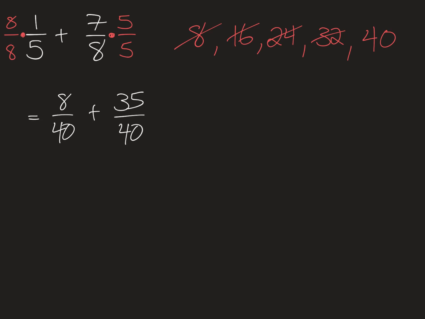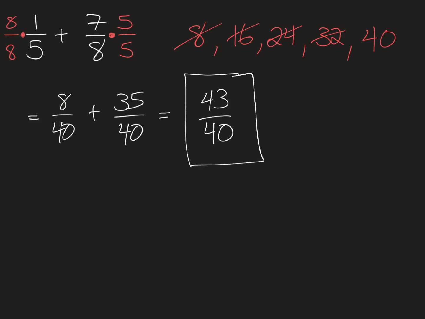Now the denominators match, which means we can operate across the numerators. So 8 plus 35 is 43 over 40. And just as a quick check, once you add two fractions together, you have to check to see if this fraction reduces at all. And this one will not. The final answer here, 43 over 40.